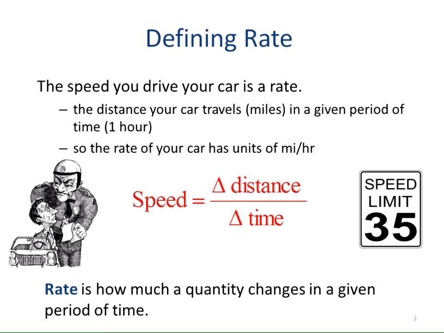And we'll take an example of you driving your car. The speed you drive your car is a rate. There's a distance your car travels in miles in a given period of time. So the rate of your car has units of miles per hour. So your speed is the change in distance over the change in time. Thus, rate is how much a quantity changes in a given period of time. So we say something's faster because it covers a longer distance in a shorter period of time.